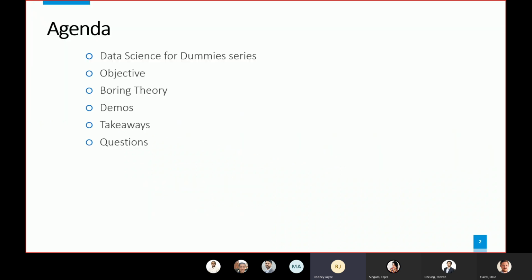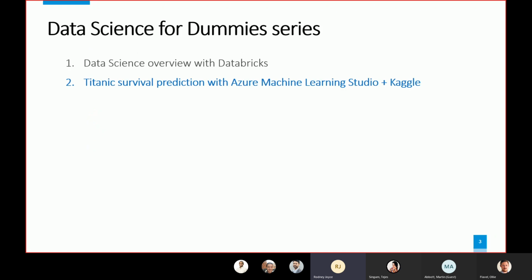Okay, so today we're going to look at the Data Science for Dummies series that I keep mentioning. We're going to look at our objective. We're going to do some data science recap. It'll help explain why we're doing the things we do. And then most of the session will be a demo. We'll have questions later. So the last tech talk was on data science overview and introduced you to Databricks, which is a coding solution. This one's going to be no code.